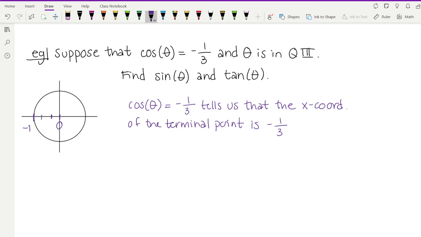Does that look about right? Maybe a little further out. So -1/3 is going to be somewhere around here. And so what would a point look like if its x-coordinate was -1/3? Well, it would either be here or here. And so we can figure out which point it is by just looking at the quadrants. We're told that theta is an angle in quadrant 3, and so that tells us that it has to be this point.